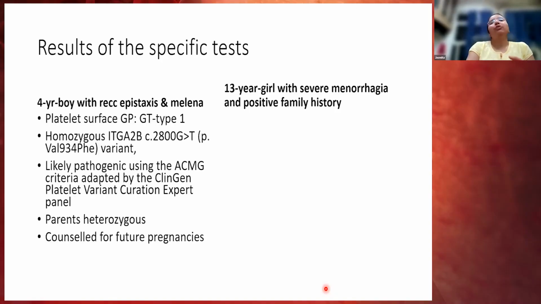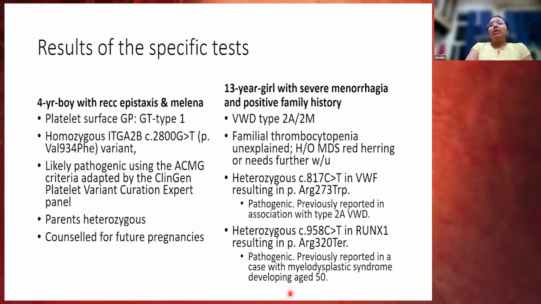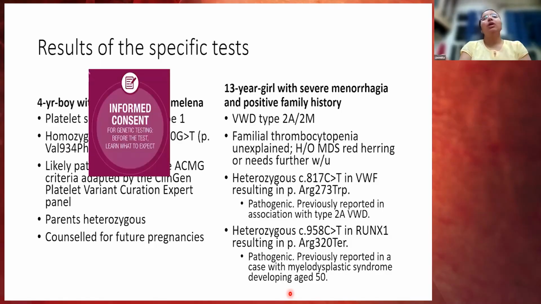When we look at the specific tests, the first patient was a GT type 1. The family wanted to go ahead and have more children. So genetic sequencing was done, specifically Sanger sequencing for ITGA2B. A mutation was detected in the homozygous state, and this was determined as likely pathogenic. The parents were heterozygous and were counseled for future pregnancies. For the 13-year-old girl, we had the two mutations that we just discussed. So basically, this is VWD type 2A along with a familial platelet disorder, or a RUNX1 mutated platelet disorder.